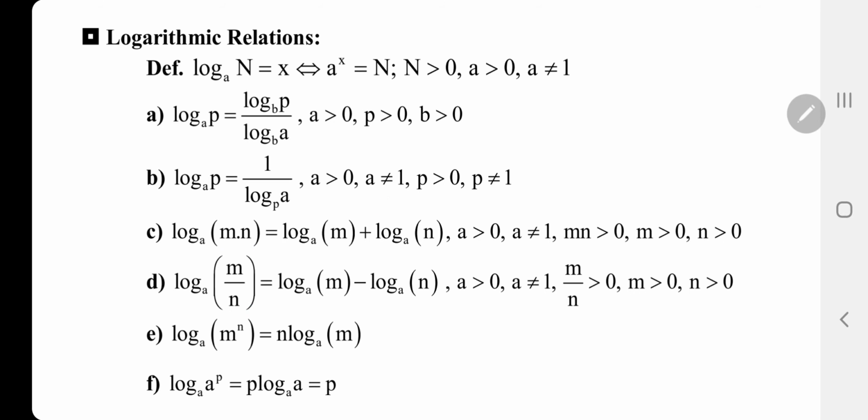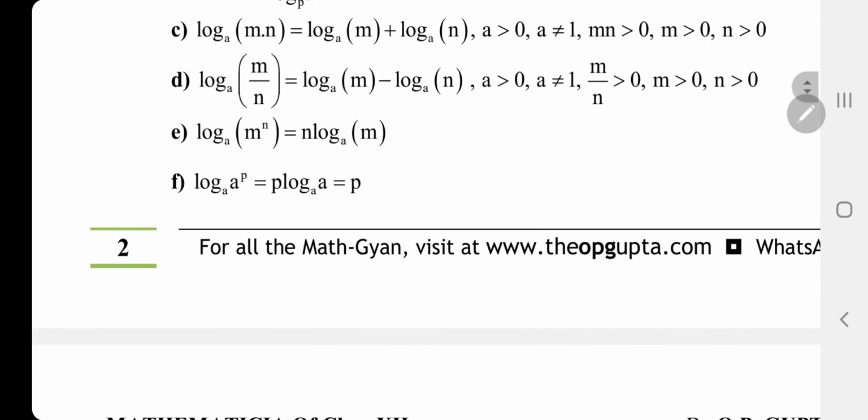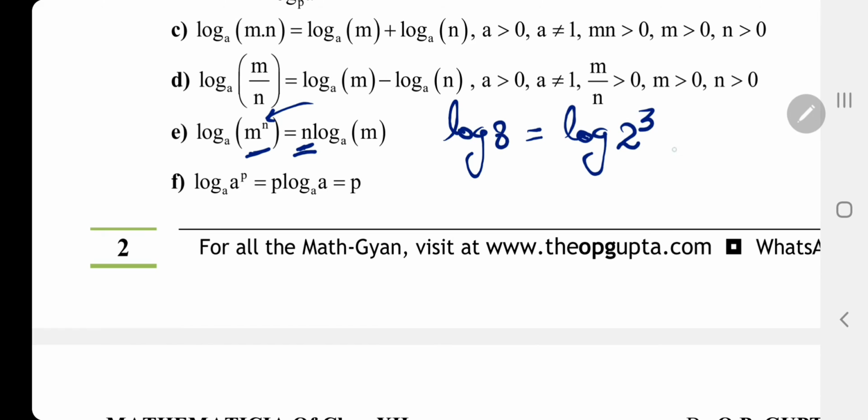Now moving to the next, it is log of m to the exponent n. This exponent n can be taken out and we can write log of m multiplied with the exponent n. How does it work? Let me show you. Suppose I have log 8. If we rewrite it as log of 2 to the power 3, it further can be written, by using this formula, as 3 log 2. So this is how this formula works.